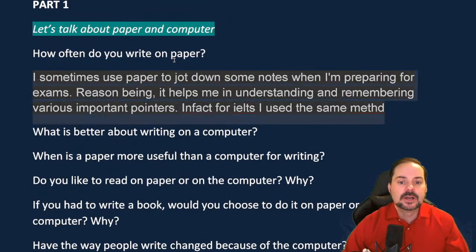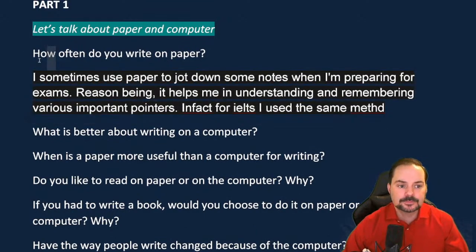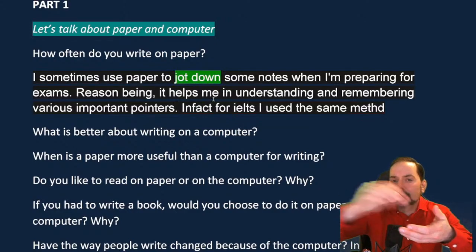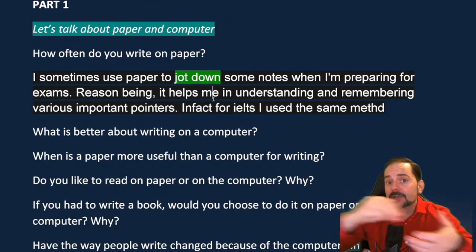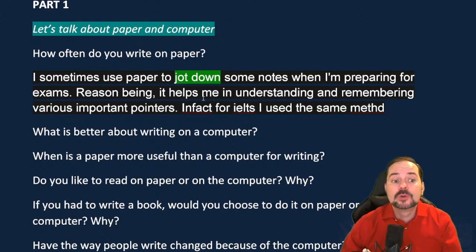All right, so here we go. The question again, repeat after me, is how often do you write on paper? And here's Resto's answer. I sometimes use paper to jot down some notes. I really like this expression here that Resto is using, jot down. Okay, jot down means to just quickly take a couple of notes. Okay, like maybe a new vocabulary. I jot down the meaning of a new vocabulary. Okay, so I sometimes use paper to jot down some notes when I'm preparing for exams.